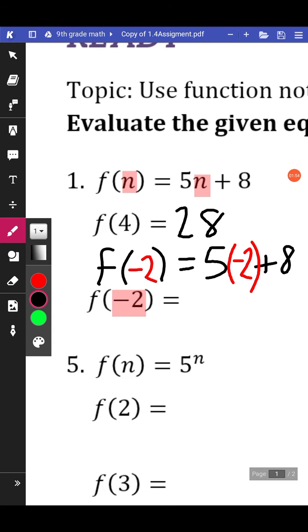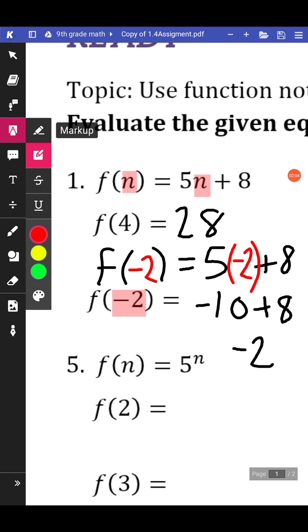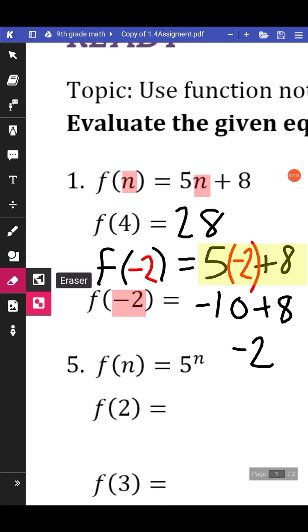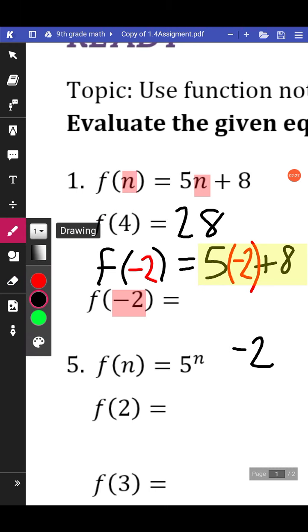Now with those parentheses ready, we're ready to solve this. So we have 5 times -2, which is -10, plus 8. So I'm going to end up with -2. You can, if you want, plug everything in after the equal sign into a calculator, including the parentheses, and it will give you the answer. So if I erase some of this, we know that f of -2, once we got that all solved, it equaled -2.